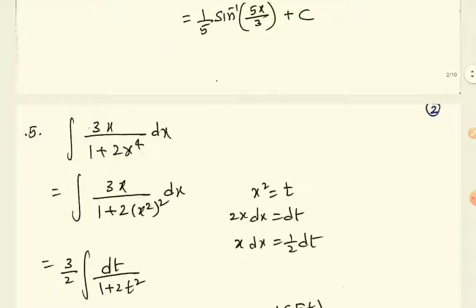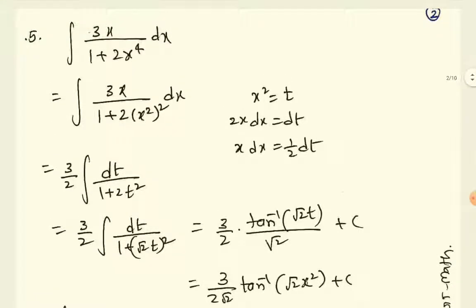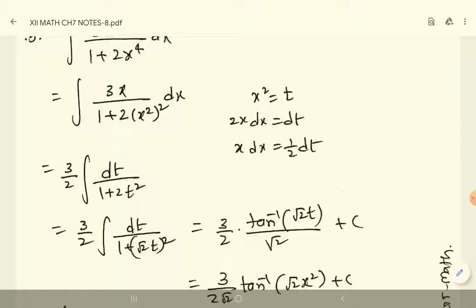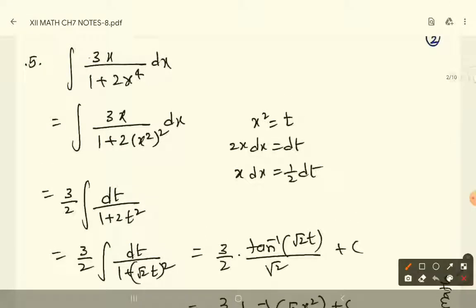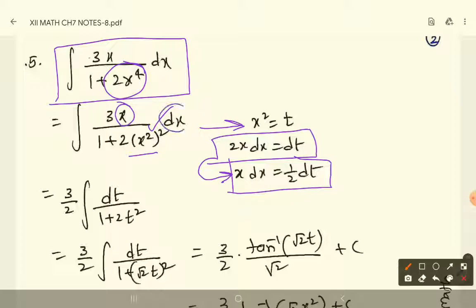So look at the textbook. The question number 5 was given as integration of 3x by 1 plus 2x power 4 dx. This is the question given. So here 2x power 4 is there. So take x square whole square, write x square is equal to t, then 2x dx is equal to dt. So x dx is equal to 1 by 2 dt. So instead of x dx, I can write 1 by 2 dt.